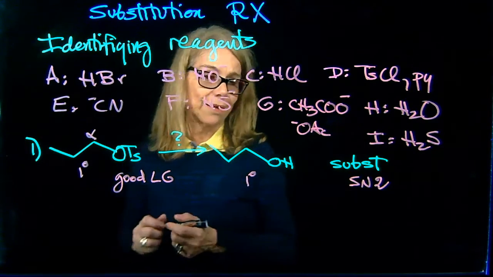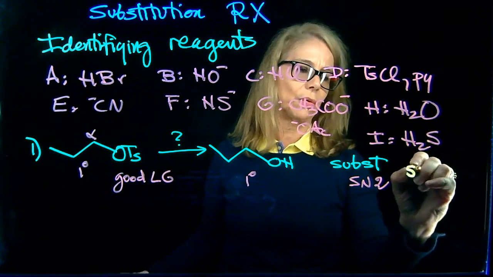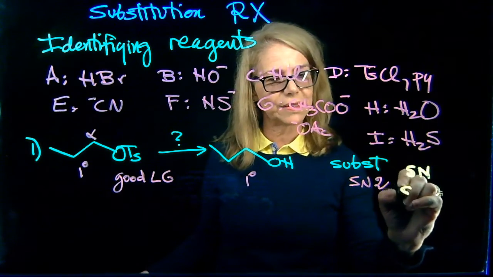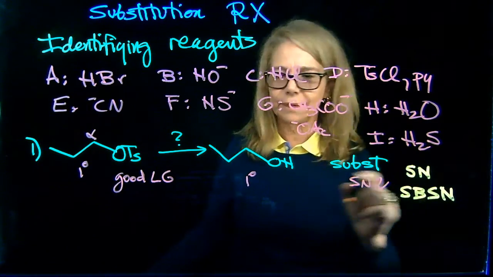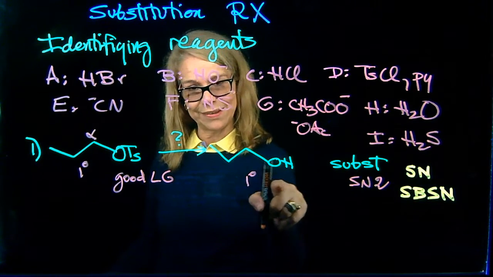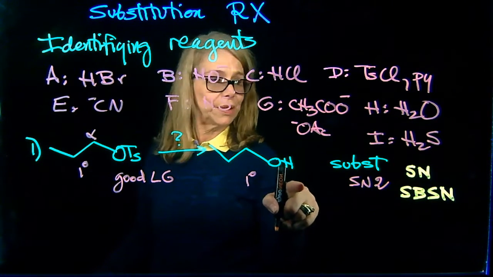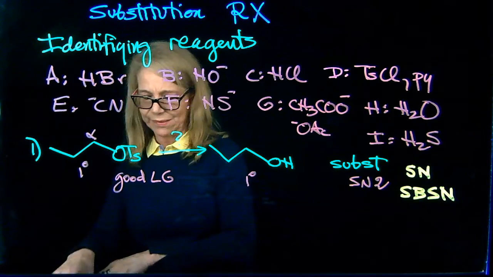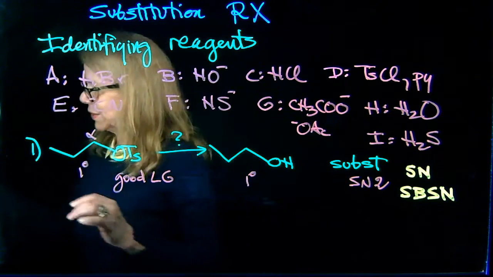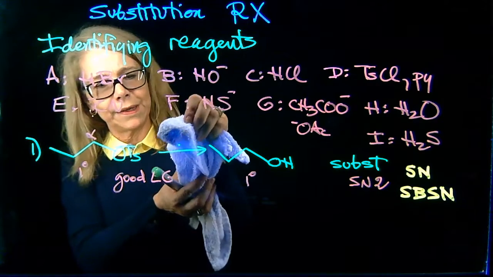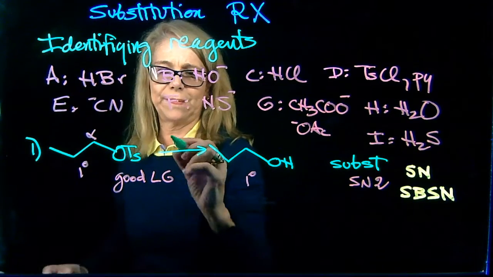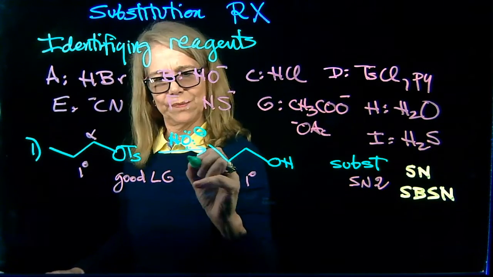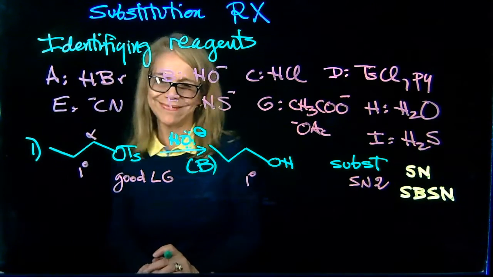SN2 reactions proceed best with strong nucleophiles. Generally, reagents that are strong nucleophiles are also strong bases. So we say strong base, strong nucleophile. Since we are introducing an OH, a hydroxyl group, the reagent that we need to use, strong base, strong nucleophile, is hydroxide. And this is reagent B. So now I'm going to erase this, and what I need here is OH. So the answer to this problem is reagent B. Okay, that's my first reaction.